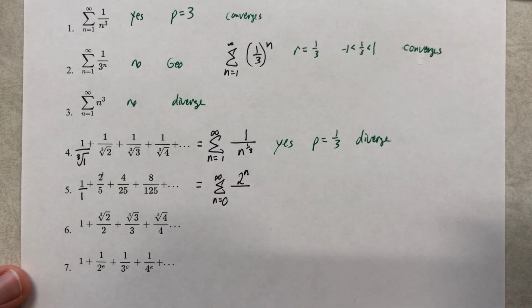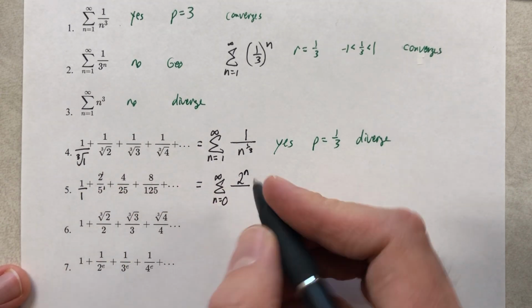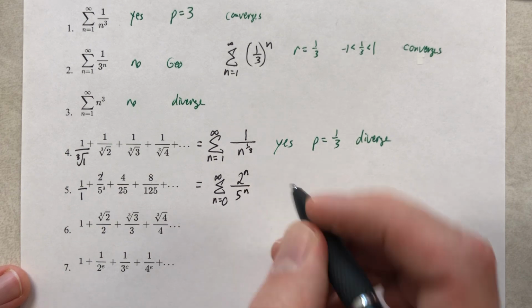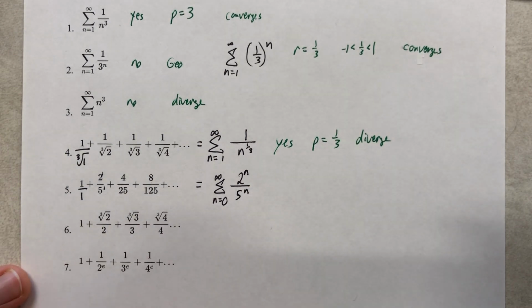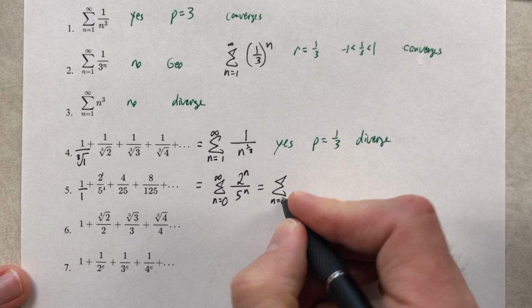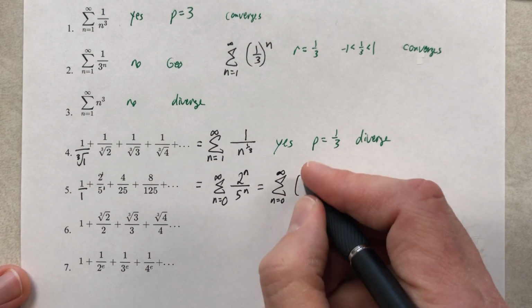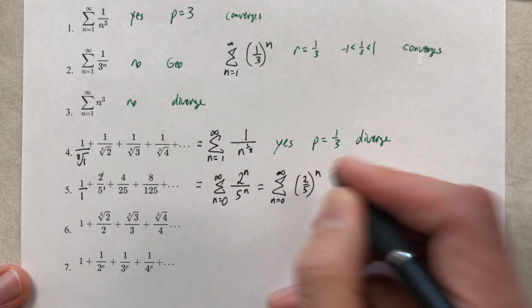Let's deal with the denominator. This is 5 to the 1. This is 5 to the 2. This is 5 to the 3. So this is 5 to the n. This is 5 to the 0. Okay, this is what we have. Let's rewrite it one more time because I would like to think something's fairly obvious. We have 2 to the n over 5 to the n. We really have 2 over 5, to the n.